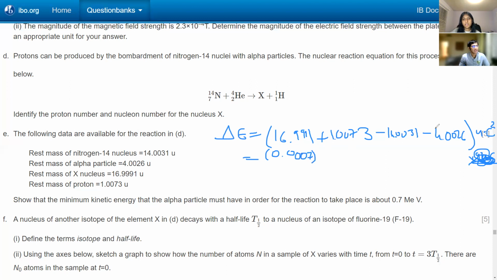0.0007. Yeah. Now u itself is defined as 931.5 mega electron volts per c squared, and that multiplies with that c squared there. So c squared cancels, and if you multiply 0.0007 times 931.5, what do you get? 0.65. 0.65 mega electron volts, which is approximately 0.7.